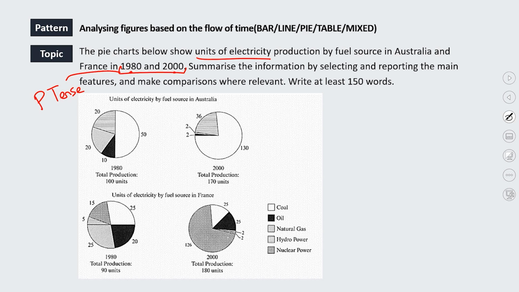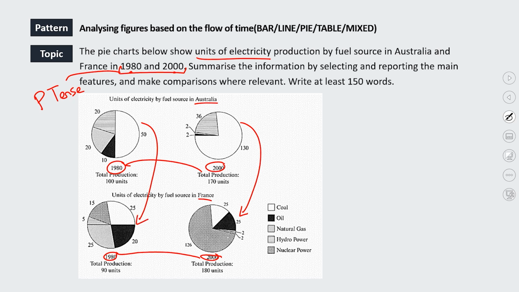Okay, and then when we look at the chart that's being provided, we can see it's a pie chart and that we should be making comparisons, okay? You can either make a comparison between the countries, you can compare France to Australia, or you could do a paragraph where you compare Australia in 1980 to Australia in 2000, and then compare France in 1980 to 2000. So you can compare that way, or you can compare down, okay? You can compare Australia to France in 2000, and you can compare Australia to France in 1980, okay?